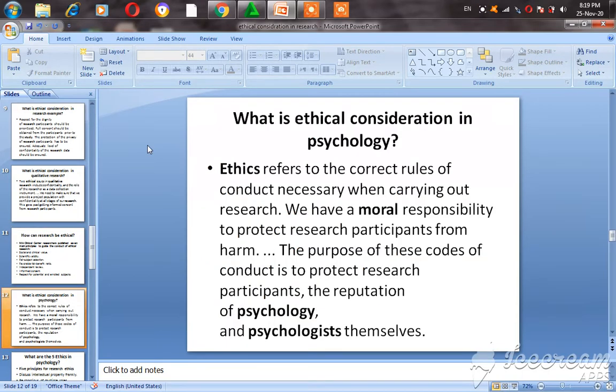What are the ethical considerations in psychology? They refer to the correct rules of conduct when carrying out research, so we have a moral responsibility to protect research participants from harm. The purpose of the code of conduct is to protect research participants, the reputation of psychology, and psychologists themselves.